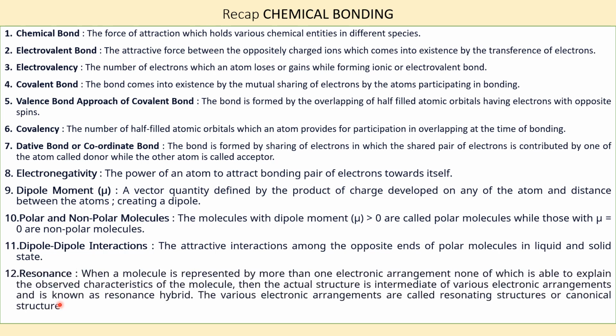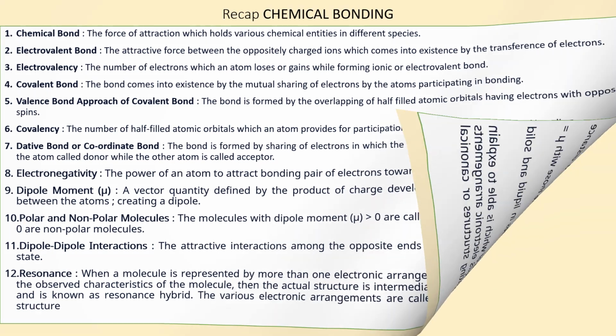Finally, we have also studied in our previous video about resonance. When a molecule is represented by more than one electronic arrangement, none of which is able to explain the observed characteristics of the molecule, then the actual structure is intermediate of various electronic arrangements and is known as the resonance hybrid. The various electronic arrangements are called resonating structures or canonical structures. Now we will proceed with the contents of this video.